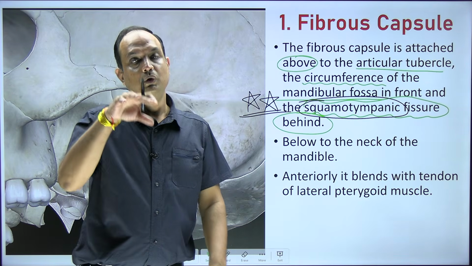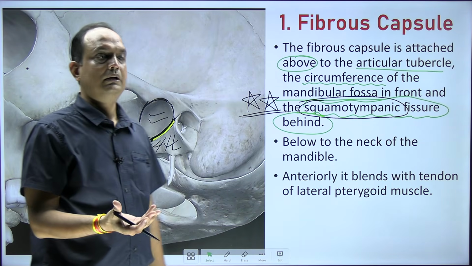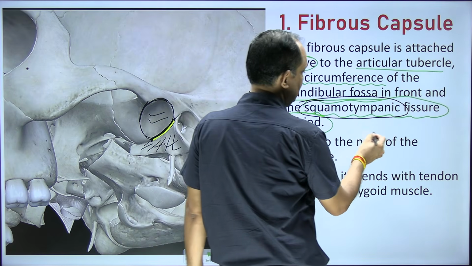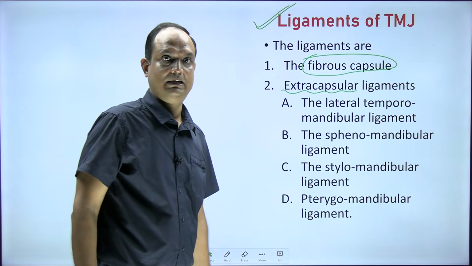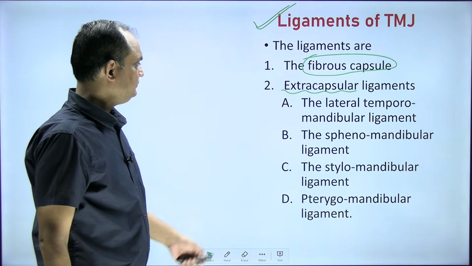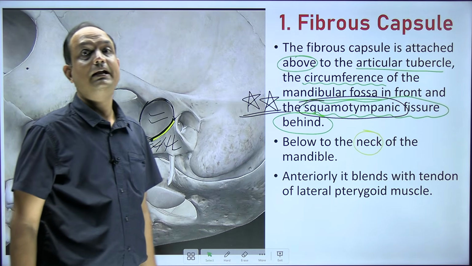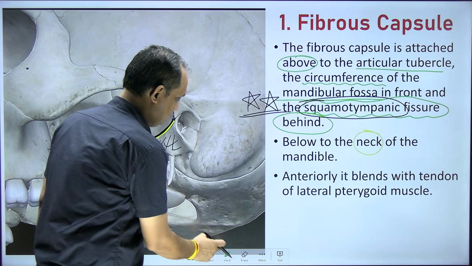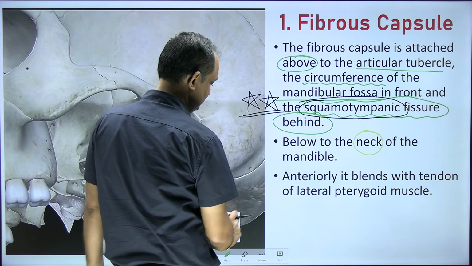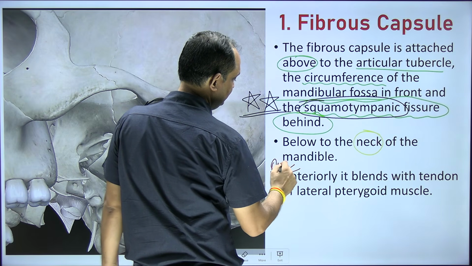Now, when you see the lower attachment of the capsule, it is very simple to understand that it encloses the neck of the mandible. Now, there is one more important thing: anteriorly it blends with the tendon of the lateral pterygoid muscle. Now this is the question of your exam. So many times you have this question. So what is the meaning of this part?